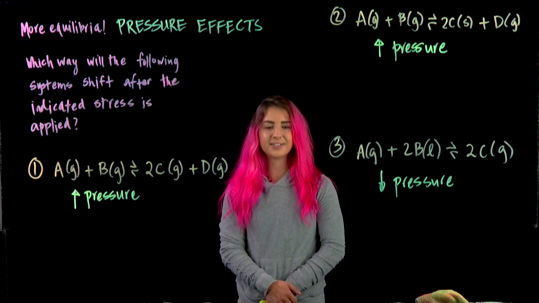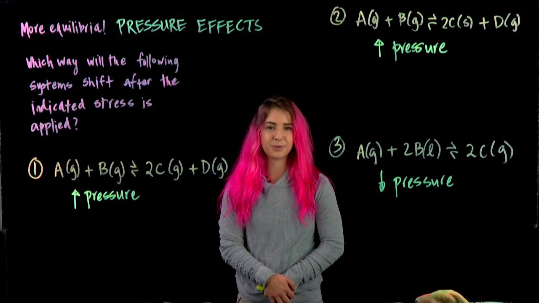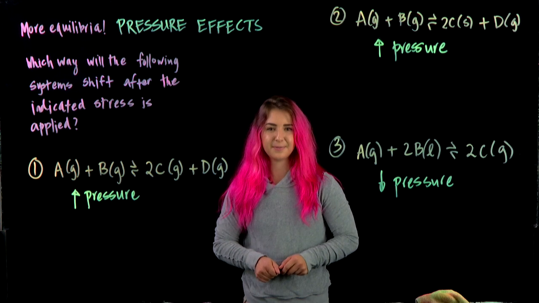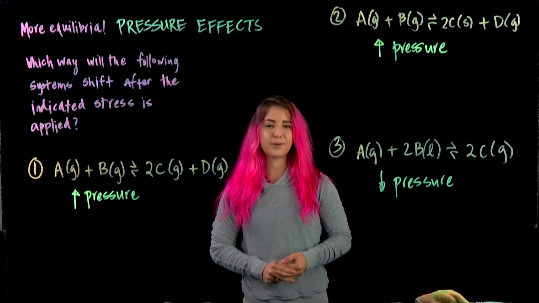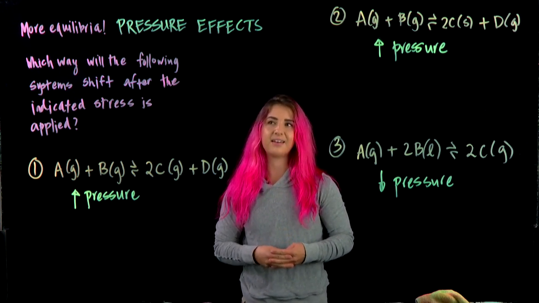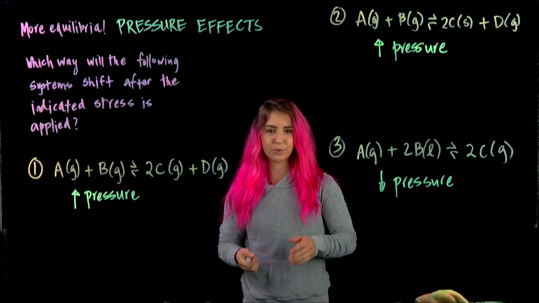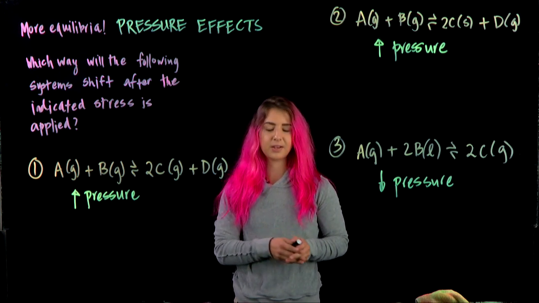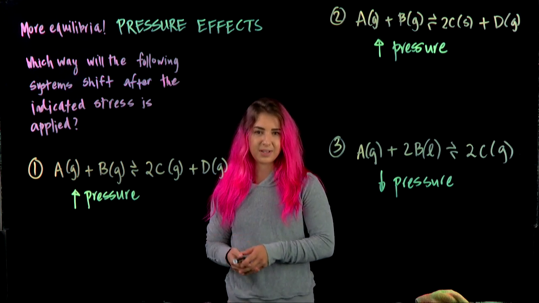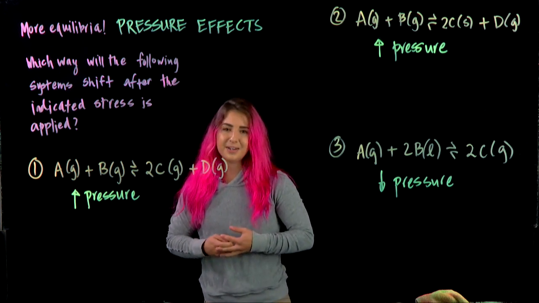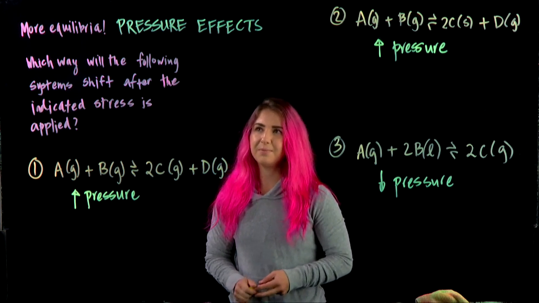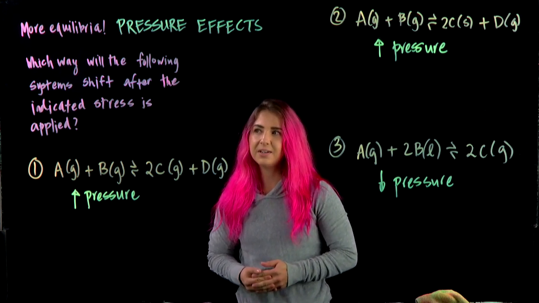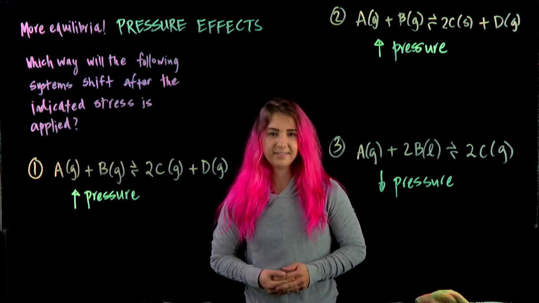For those of you who are still a little bit confused on what Le Chatelier's principle is, you should check out my previous video on the effects of heat on systems. Just to recap though, Le Chatelier's principle states that a system that is put under a stress will move in either the right or left direction, in other words, toward the products or toward the reactants, in order to relieve that stress. So here, we're looking at the effects of pressure, and the problem asks us, in what direction will the following system shift after the indicated stress is applied?